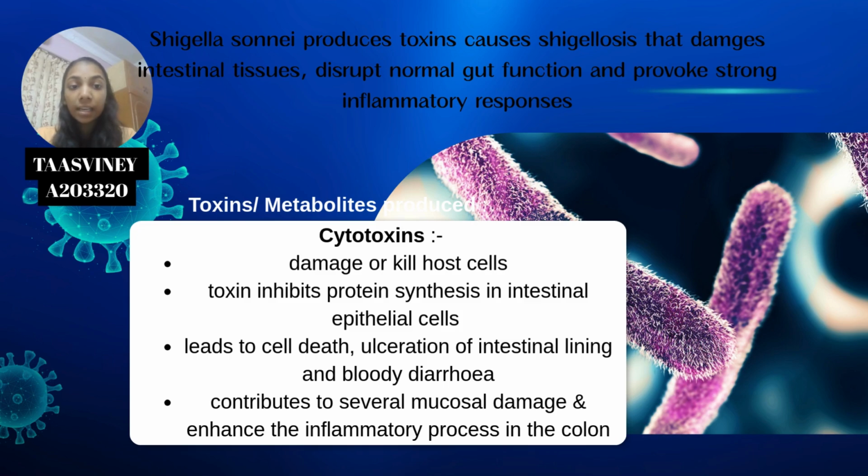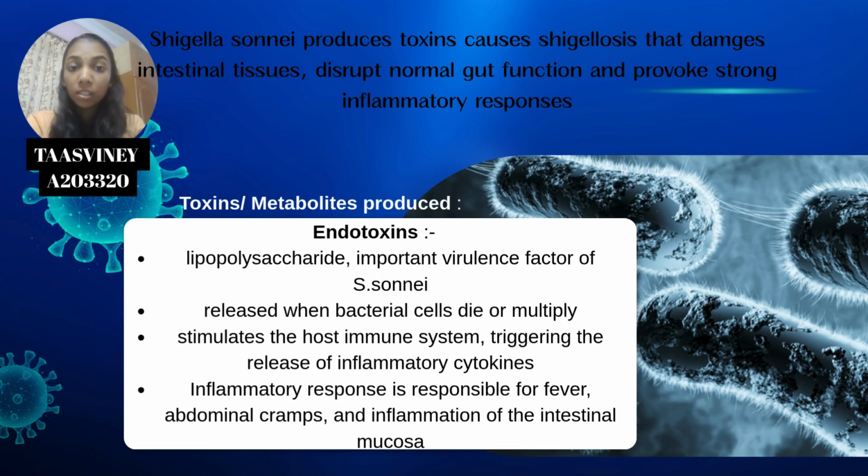Cytotoxins are toxins that directly damage or kill the host cells. In Shigella sonnei, Shiga toxin is not commonly produced, but in rare cases, some strains may acquire Shiga toxin genes through bacteriophages. When present, this toxin inhibits protein synthesis in intestinal epithelial cells by inactivating the 60S ribosomal subunit, which leads to cell death, ulceration of the intestinal lining, and bloody diarrhea. This cytotoxic activity contributes to severe mucosal damage and enhances the inflammatory process in the colon.